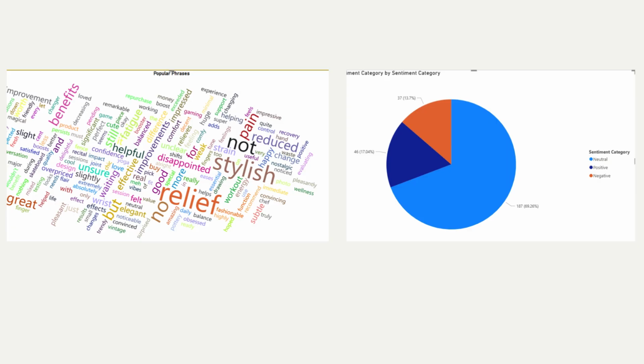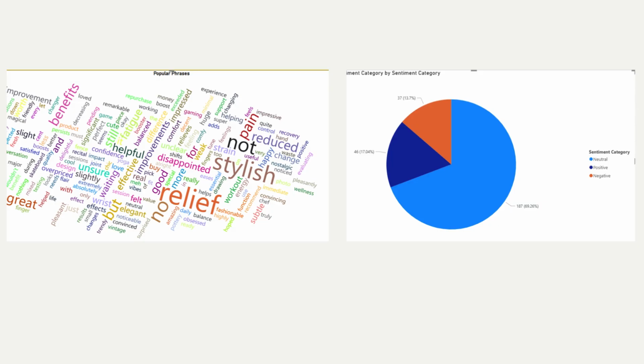On the right side, the pie chart shows the overall sentiment. Most reviews are neutral, about 187 reviews, tentatively 69% are neutral. Then we have positive, about 46 reviews, and negative, about 37 reviews. So overall sentiment is mostly neutral, with slightly more positive than negative.